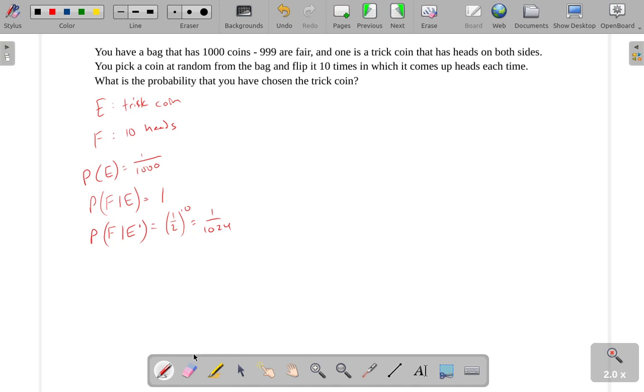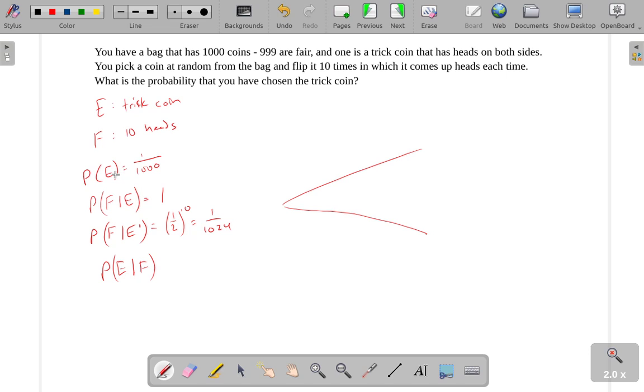So we are being asked to find what is the probability that we have the trick coin given that it came up 10 times in a row. What is E given F? You'll notice the conditional probabilities we were able to determine on this one were both F given E, and this is F given E complement. We're looking for E given F. So this is how we know that we're dealing with a Bayes' theorem problem.